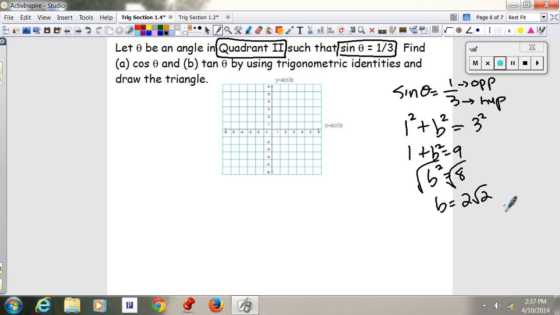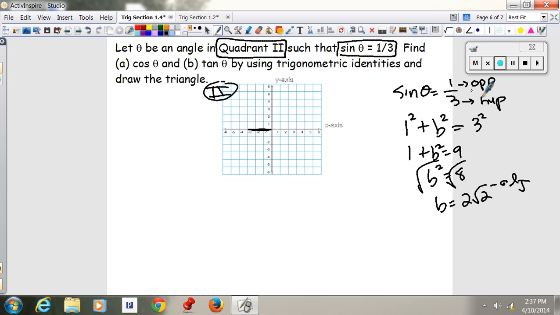Now let's draw the triangle. We know that my adjacent side is 2 radical 2. This is the adjacent. That's going to be on my x-axis. I know I'm in quadrant 2. So I'm going to come over my 2 radical 2, which is almost 3, but not quite, because radical 9 would be 3. We got radical 8. So it's probably like 2.8. So somewhere close to 3.